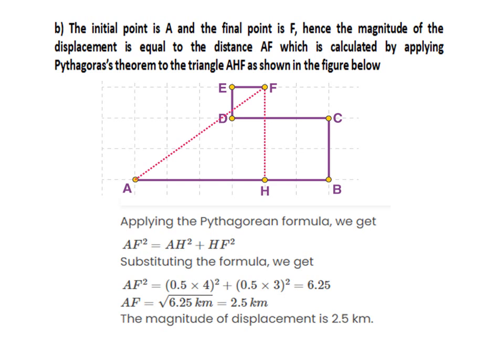So applying the Pythagorean formula, we get AF square is equal to AH square plus HF square. Substituting the values, we get AF square is equal to (0.5 × 4) whole square plus (0.5 × 3) whole square, which is equal to 6.25. So AF equals square root of 6.25 km square, equal to 2.5 km. The magnitude of displacement is 2.5 kilometers.